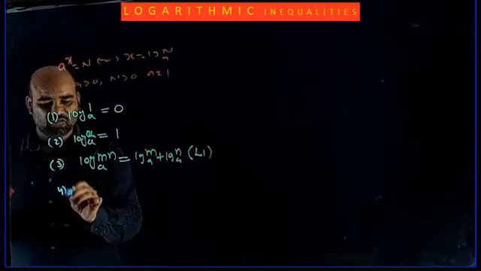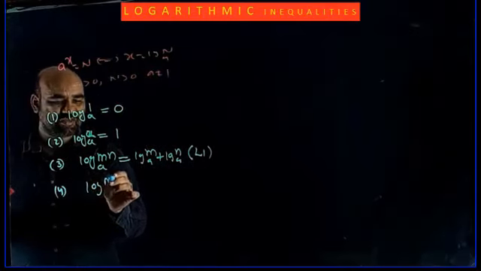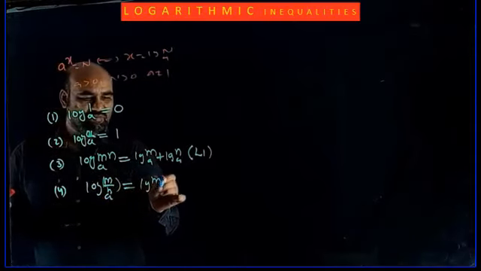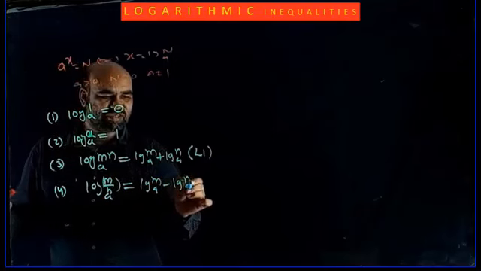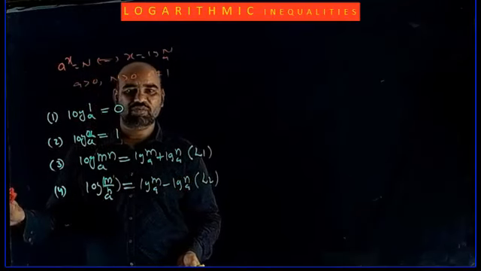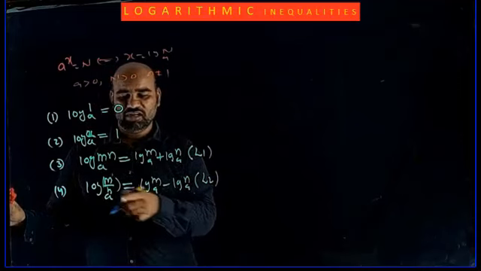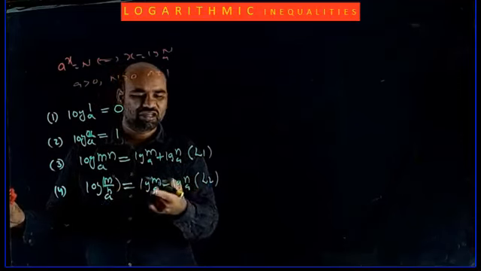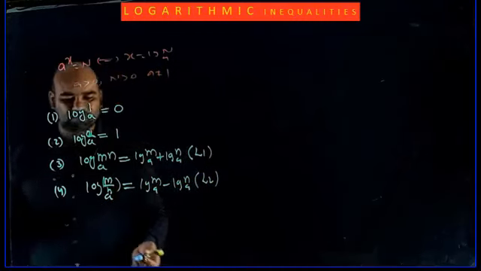Okay. Fourth one: logarithm of m by n to the base a equals log m base a minus log n base a. This is called law number 2. Again, m and n are positive real numbers. n is also positive, so no need to say again n is not equal to 0, and a is greater than 0 and a not equal to 1.